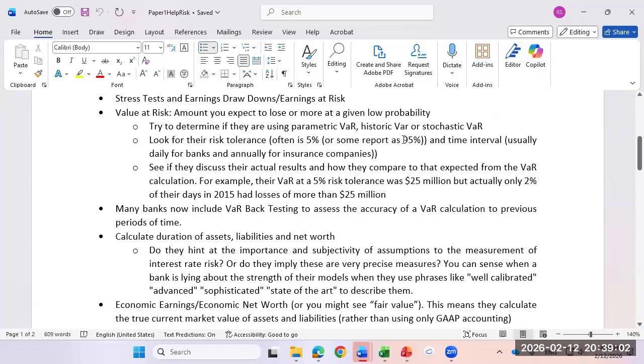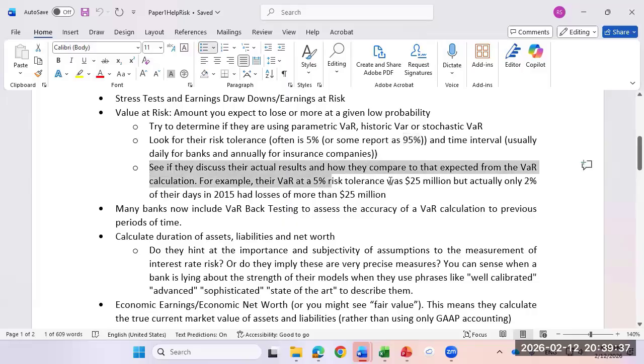They say it backwards. They say their risk tolerance is 95%. I work for an insurance company and we do it the other way around. We say our risk tolerance is 5%. It's the same, whether you're looking at the right side of the tail or the left side. If they say 95%, well, we won't lose more than this. On the insurance side, we say 5% of the time we expect to lose that or more. So it depends which direction you're going. But I think all of your banks do it at a confidence level, like 95%, 90%.